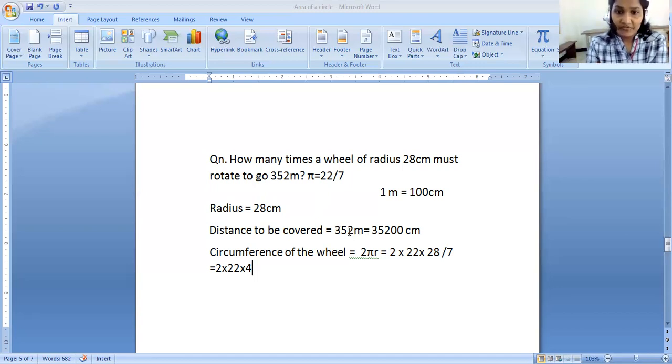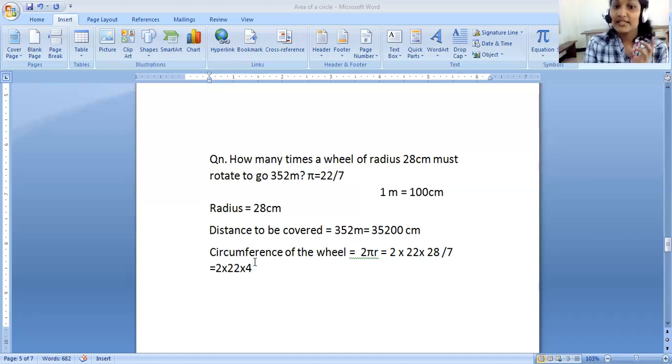So 352 meter, when we convert that to centimeter, we will get 35,200 centimeter. That is, 1 meter is equal to 100 centimeter. Using this equation, you have to write it here and put that in a box. 352 meter will be equal to 35,200 centimeter. That is the distance to be covered in centimeter.